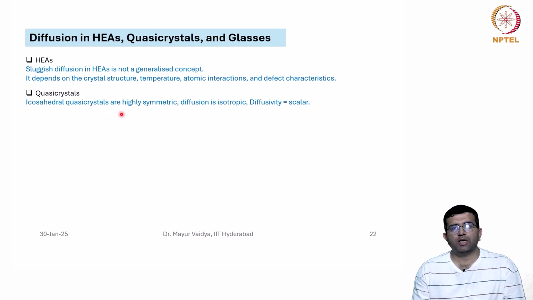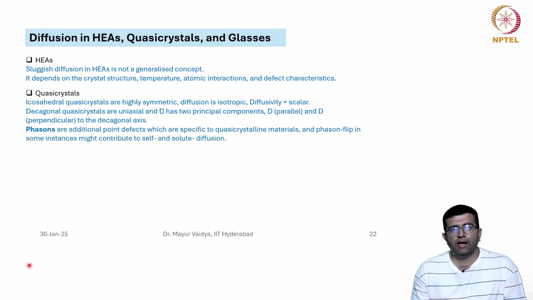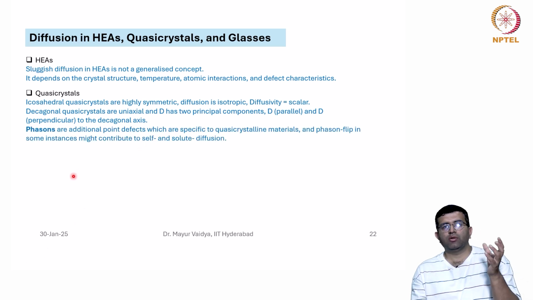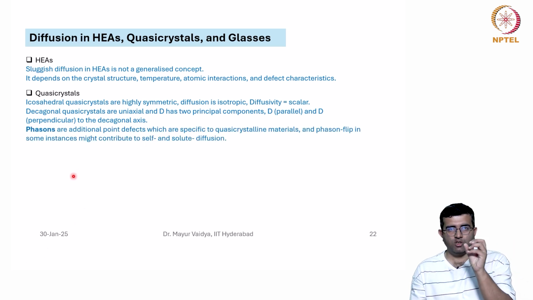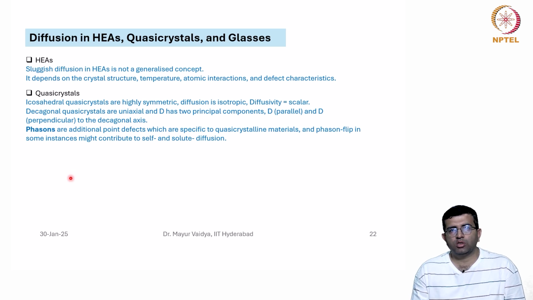Icosahedral quasicrystals, we saw, are highly symmetric and the diffusion is isotropic, whereas the decagonal quasicrystals are uniaxial, and D has two principal components, perpendicular and parallel to the decagonal axis. And in quasicrystals, additional point defects which are specific to quasicrystals, known as phasons, contribute also to a small extent. The phason flip contributes to the self and the solute diffusion.